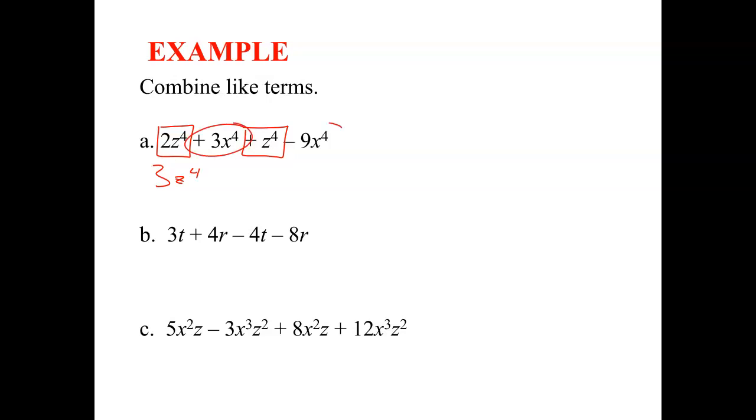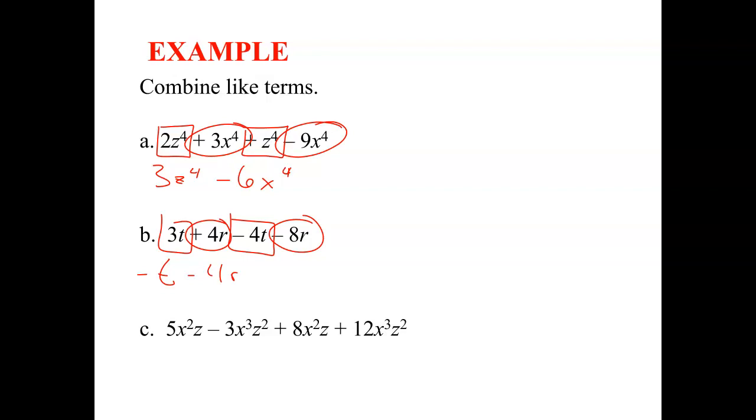Okay, do I have any other like terms? 3x to the fourth and negative 9x to the fourth. When I combine those, what do I get? Negative 6x to the fourth. Okay, do I have any like terms for b? I've got 4r, negative 8r. I've got 3t and negative 4t. Okay, 3t and negative 4t gives me what? Negative t. 4r and negative 8r gives negative 4r.